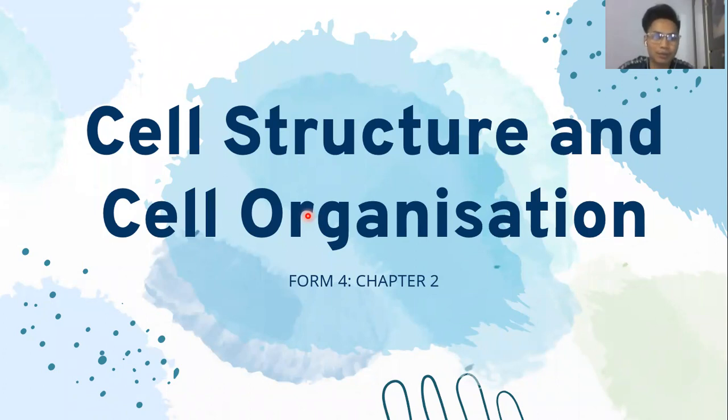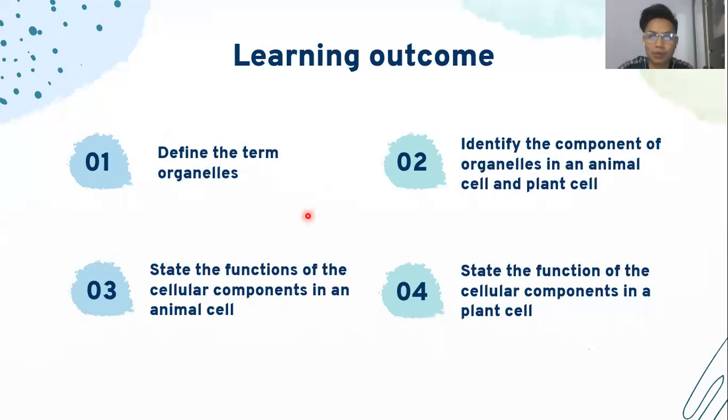So today we will learn about cell structure and cell organizations from Form 4 Chapter 2. What we will learn is how to define the term organelles, how to identify the components of organelles in animal cell and plant cell. Next is how to state the function of the cellular components in an animal cell. And lastly, state the function of the cellular components in a plant cell.